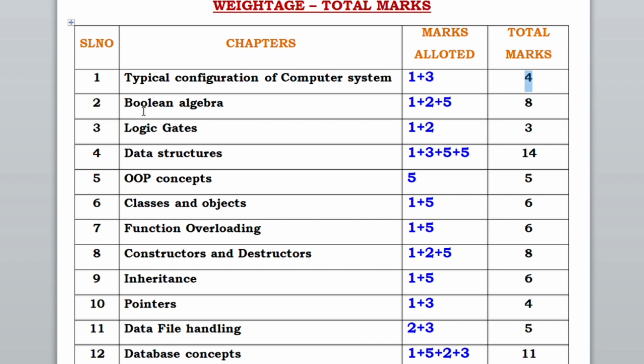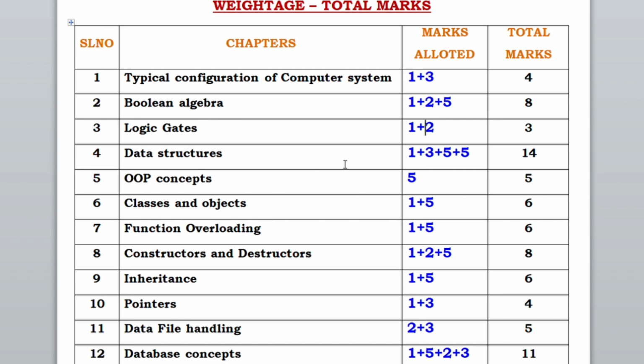From Boolean algebra you will have again 1 MCQ, 1 two-marks question and 1 five-marks question, which is from HOTS. We usually get K-map here. Logic gates, again 1 MCQ and a 2-marks question. So in Boolean algebra, since we have included HOTS, it is 1 plus 2 plus 5, which is 8. So Boolean algebra has weightage. Logic gates, again 1 MCQ and a 2-marks question, it is 3 marks.